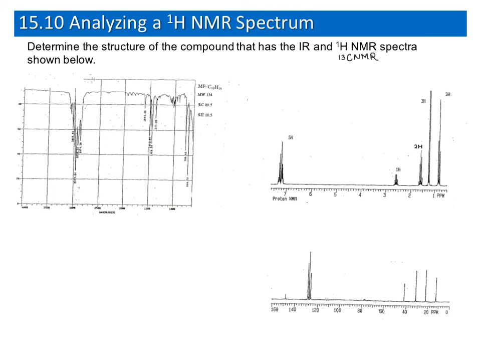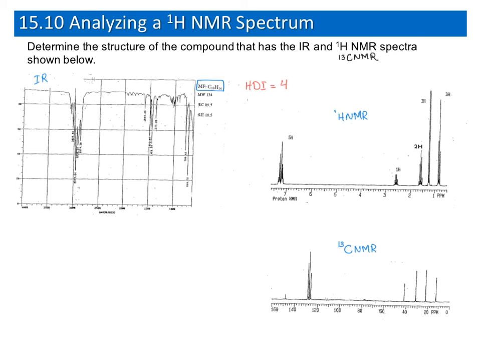Now let's look at the next practice problem. So here we have IR, hydrogen NMR, and carbon-13 NMR. So the molecular formula is also written here. Now let's calculate HDI. So HDI will be 4.